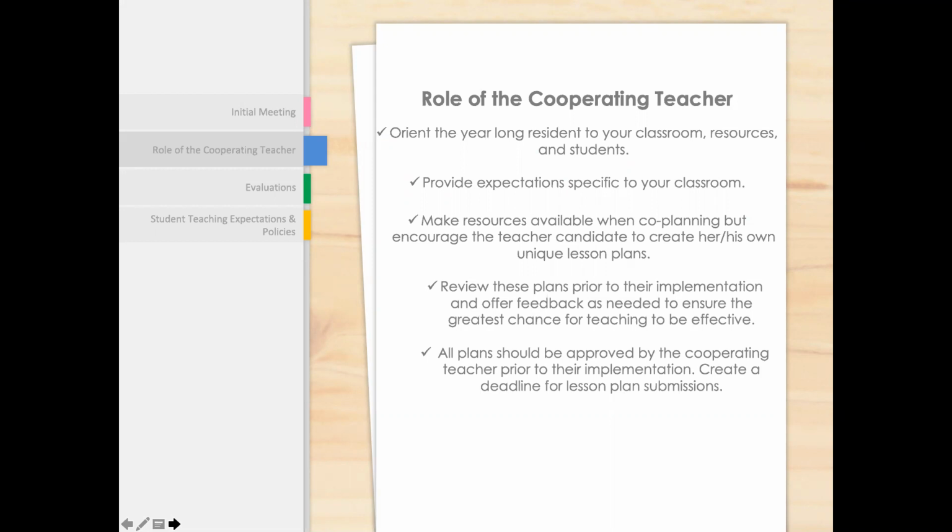Residents should be co-planning lessons with you that would be taught on the first day of school. You will choose which co-teaching strategies you will use for the first few weeks of school. Some of those strategies include the resident assisting but not actually teaching. When the resident is ready to take on teaching responsibilities, please make resources available when co-planning, but encourage them to make their own unique lesson plans. Please review the lesson plans before they teach. Reviewing the lesson plans prior to their implementation and offering feedback as needed ensures a greater chance for the teaching to be effective.